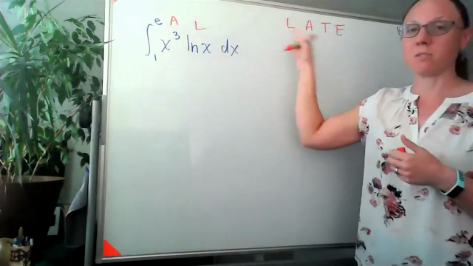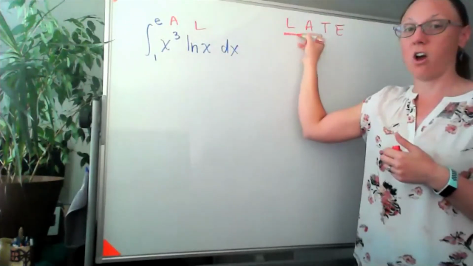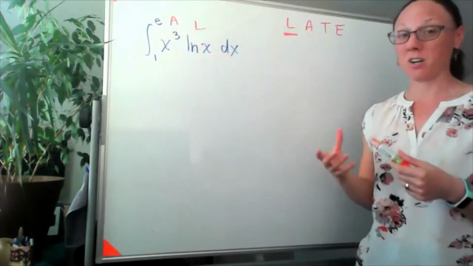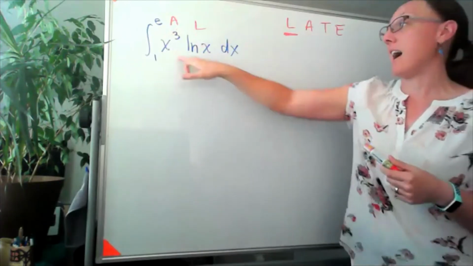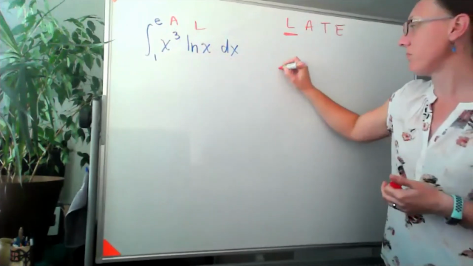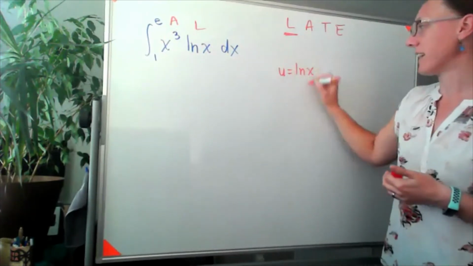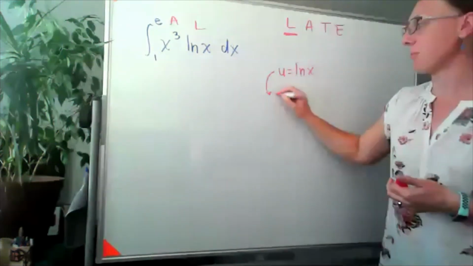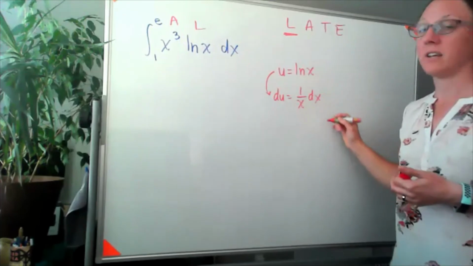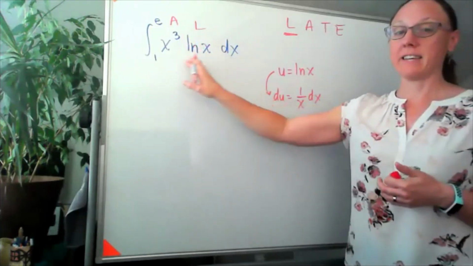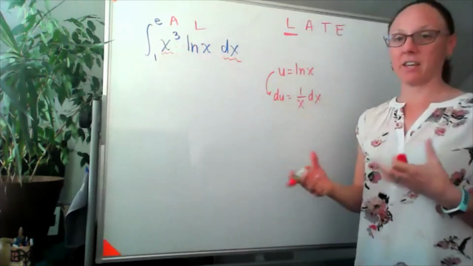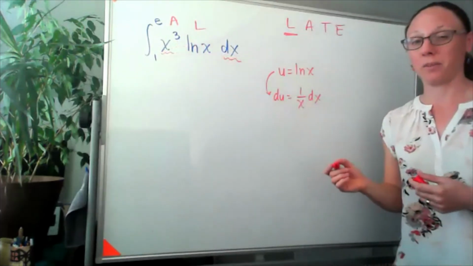And I'm going to say, who comes first in the word LATE? It's the logs. So when I go ahead and do the integration by parts work on this, I'm going to let ln of x be my u. Well, if u is natural log of x, then when I take the derivative, I'm going to get 1 over x dx. And if natural log of x is my u, then everything else had to be dv in terms of our integration by parts formula.